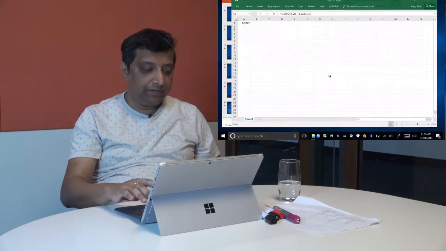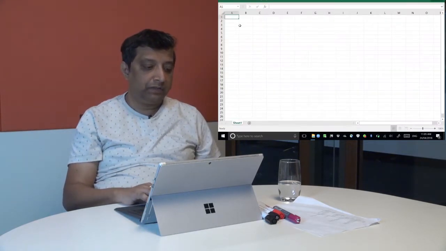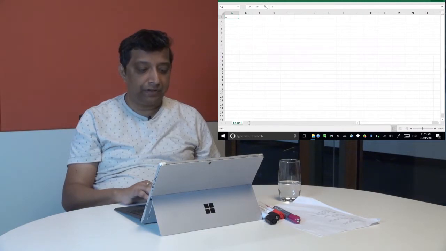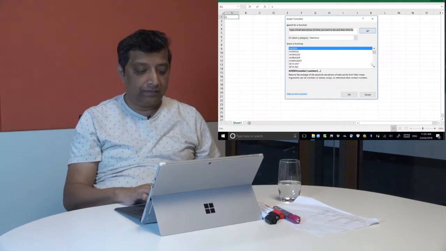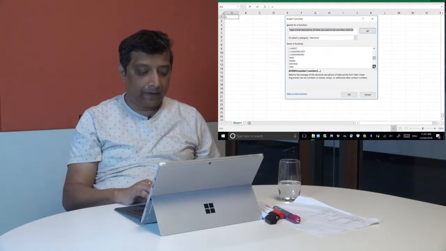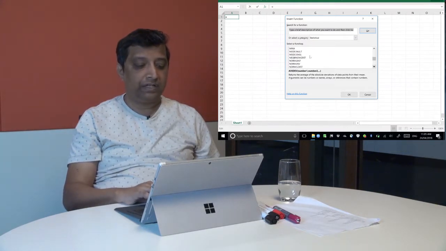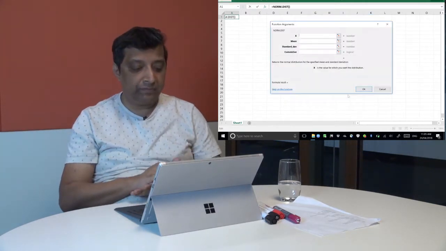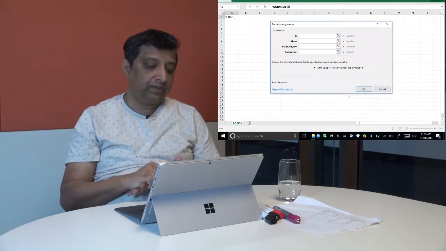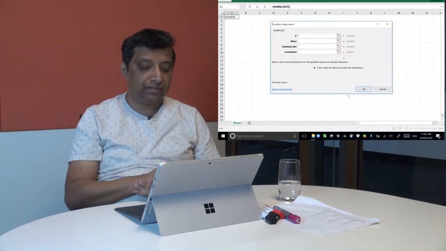If you bring up the normdist function, we click on function, insert function, and choose the function we want. Under statistical, you can find the function normdist or norm.dist. That's the one we are looking for, norm.dist. And if you click OK, it asks you for a few inputs, and first of all, it asks you what's the number you are concerned about.